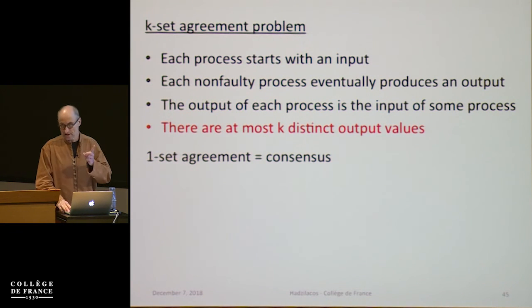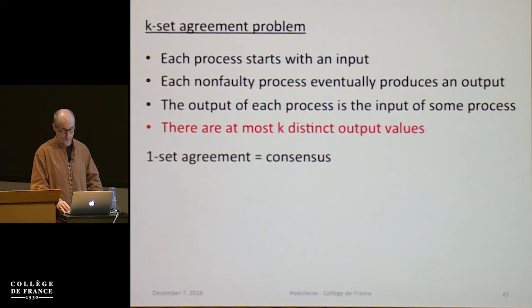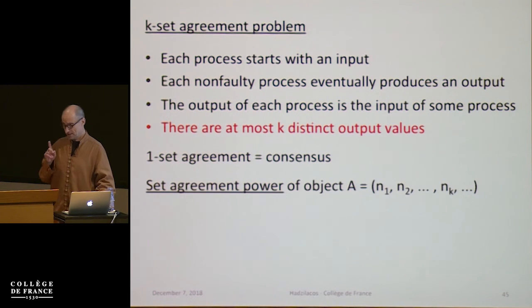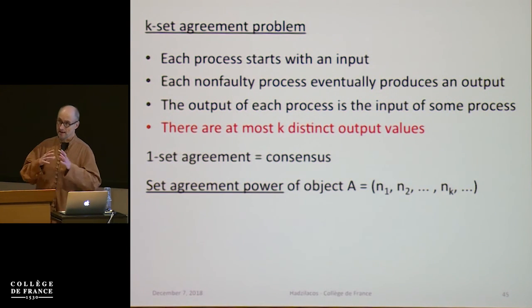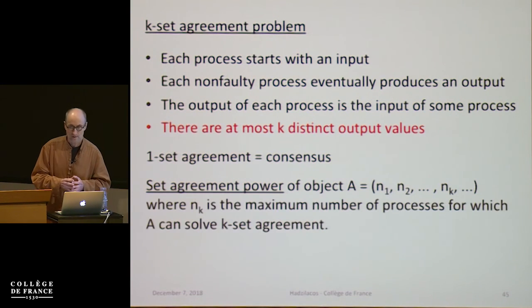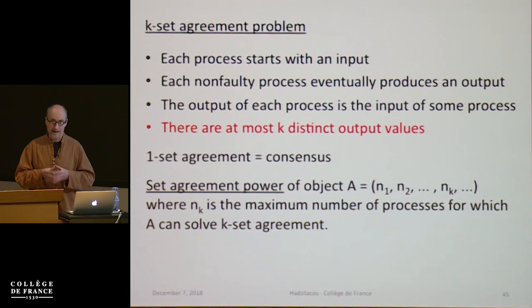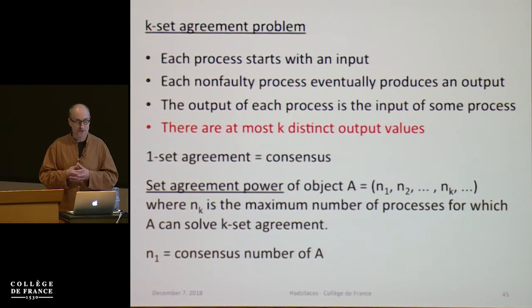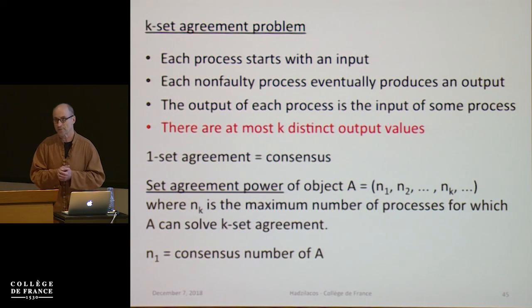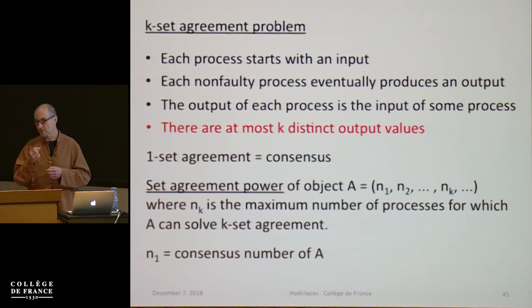And now, this is the generalization of k-set agreement, and you will see how this will allow us to overcome this limitation of the number of processes for which we know something. I now have a generalization of the notion of consensus number. I will define the set agreement power of an object to be an infinite vector of positive integers, the kth of which is the maximum number of processes for which the object can solve k-set agreement. Okay? So n1 is the maximum number of processes for which the object can solve one-set agreement. That's the consensus number of the object. The first element of this infinite vector is the consensus number.